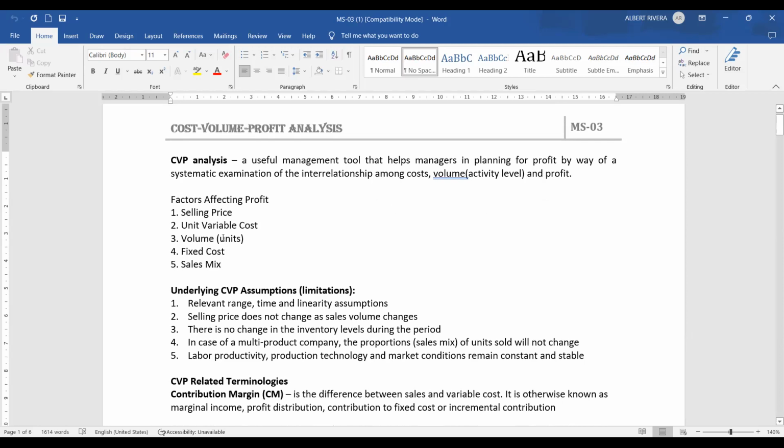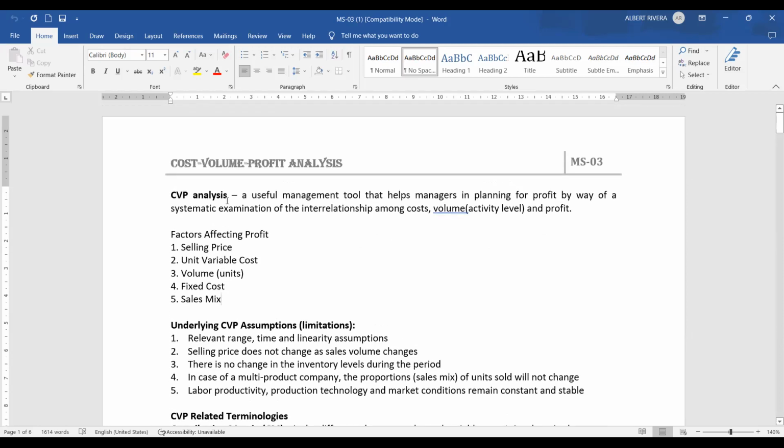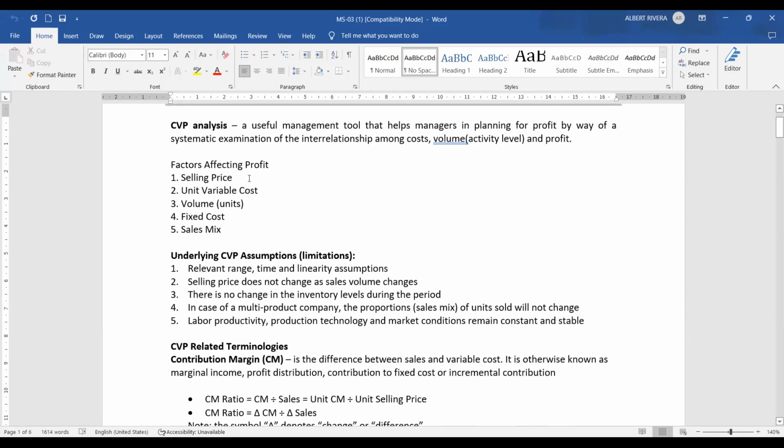Again, just like in module number one, we have discussed the so-called relevant range assumptions. It would be true in a certain range that the fixed cost will be fixed in total and varies per unit, and the variable cost varies in total but is fixed per unit. There is the so-called relevant range assumption, while in module number three, we have the so-called CVP assumptions.